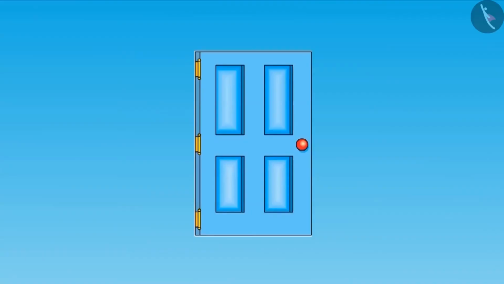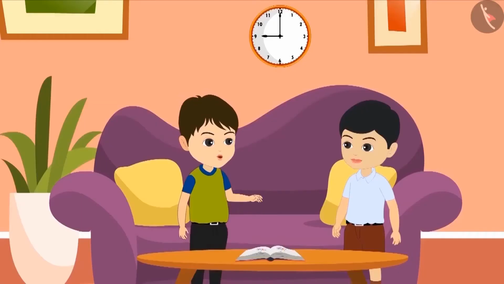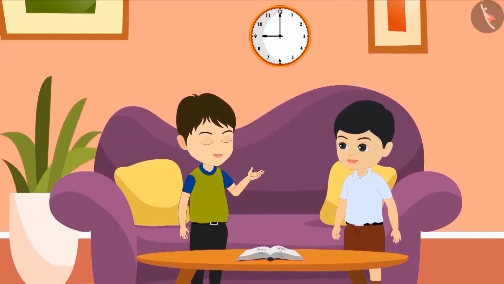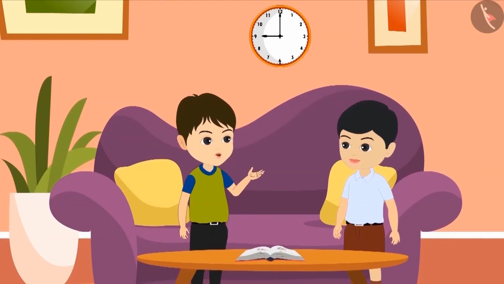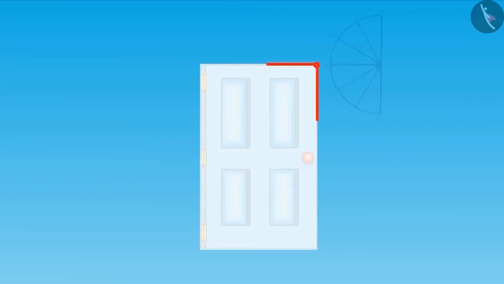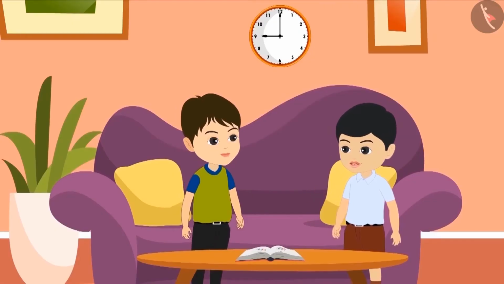Come on, Bholu, look at this angle and tell how many degrees it measures. It looks like a right angle. That is, its measurement should be 90 degrees. Let us calculate it correctly with the help of a protractor. Oh yay, this is an angle of 90 degrees. Oh wow, you were absolutely correct.